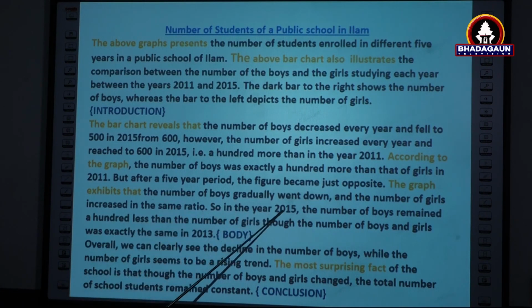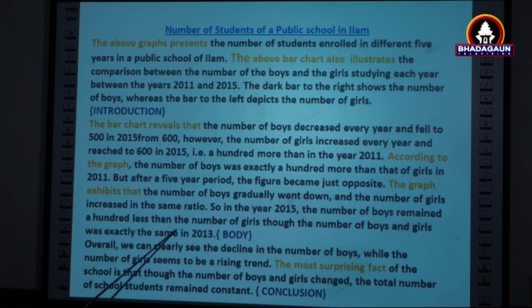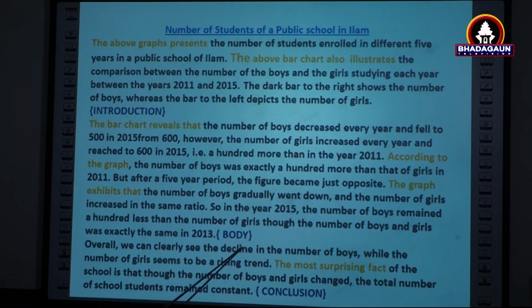So in the year 2015, the number of boys remained 100 less than the number of girls, though the number of boys and girls was exactly the same in 2013. It was a constant, meaning an equal number was there in 2013. Overall, we can clearly see the decline, meaning decrease, in the number of boys, while the number of girls seems to be a rising trend, increasing.